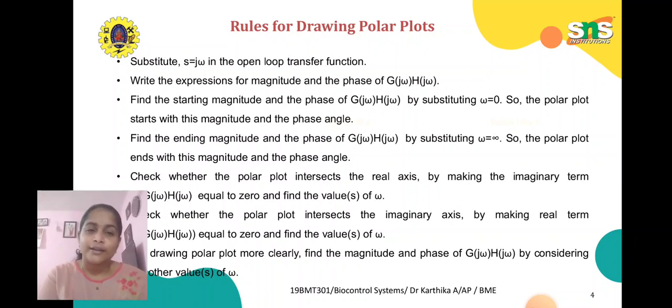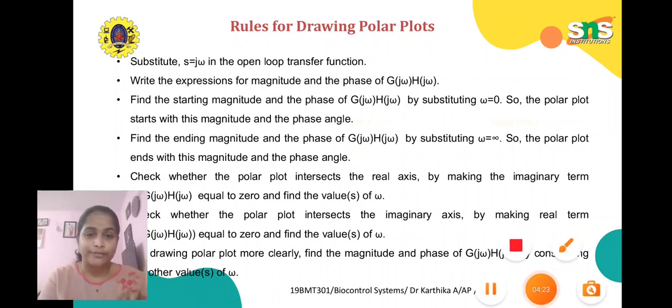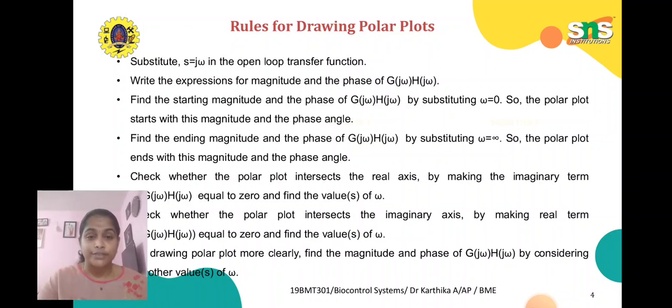What are the rules for drawing the polar plot? How do we differentiate this polar plot from the Bode plot? The first thing is common: substitute s equal to jω in the open loop transfer function, because we are using frequency response analysis here. So we substitute s equal to jω and write the expressions for the magnitude and the phase of G(jω)H(jω).